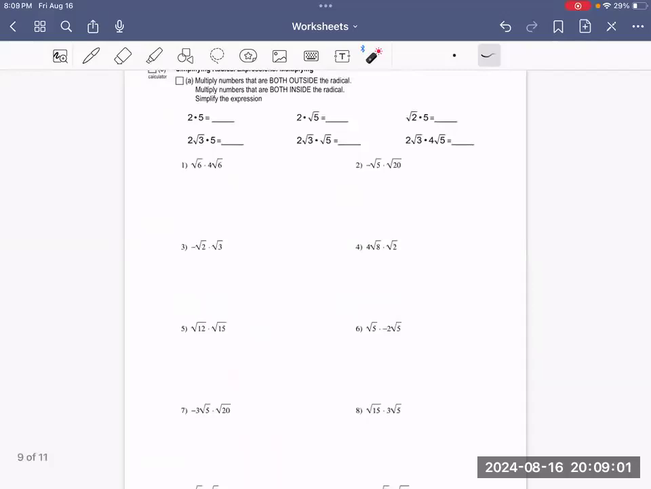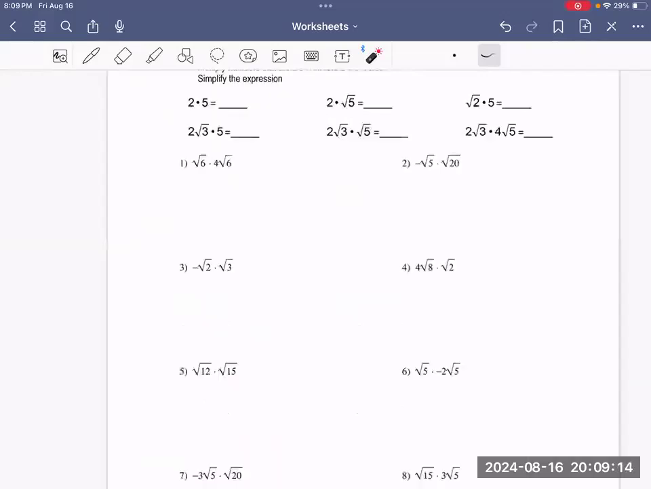So we are working on multiplying square roots, or sorry, multiplying radicals. So one more time, this is not my worksheet. We're just working on it together and figuring out what we can do.